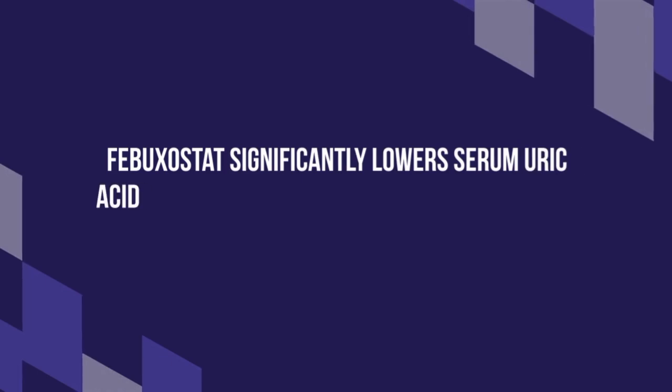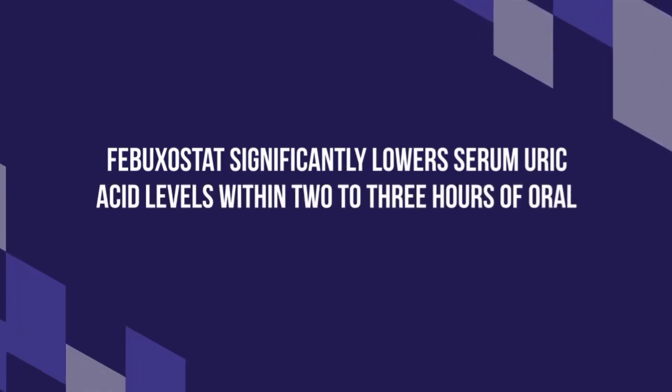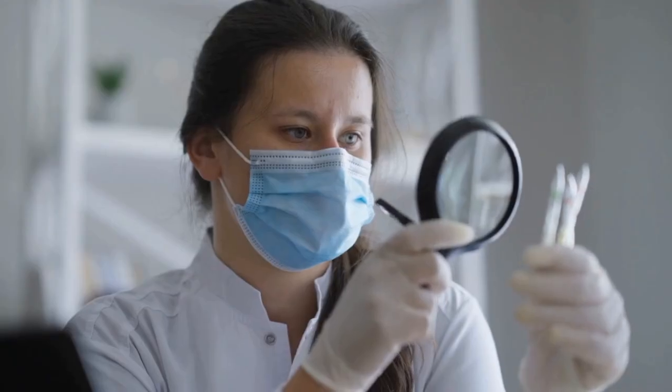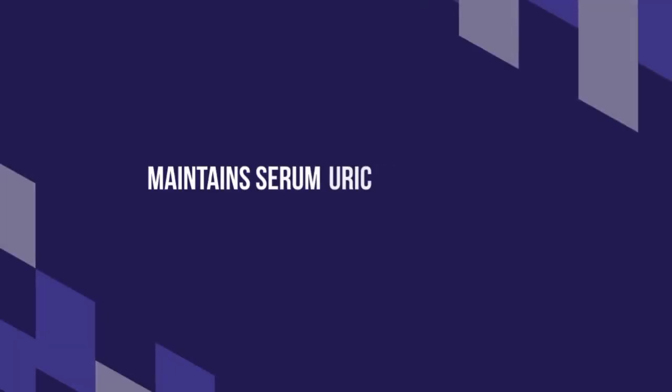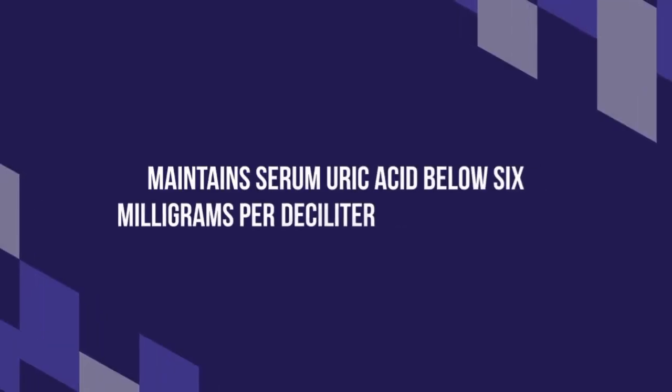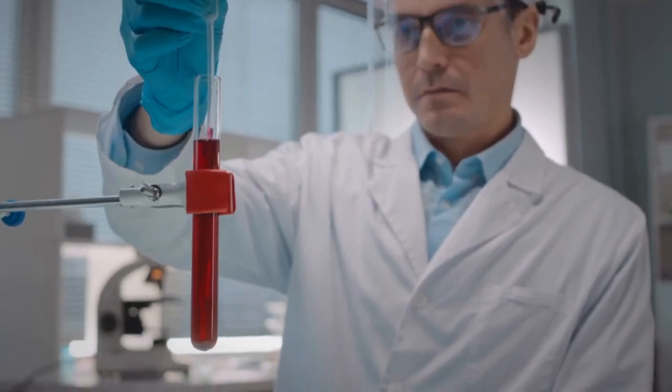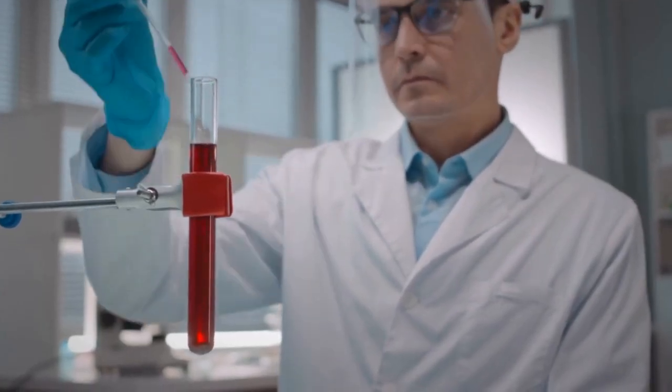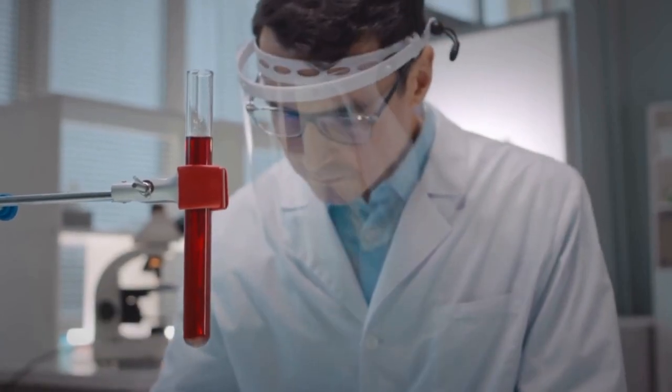Pharmacodynamics. Onset of action. Febuxostat significantly lowers serum uric acid levels within 2 to 3 hours of oral administration. Target effects. Maintains serum uric acid below 6 mg per deciliter in most patients. Selectivity. Highly selective for xanthine oxidase without affecting other enzymes in purine and pyrimidine metabolism.